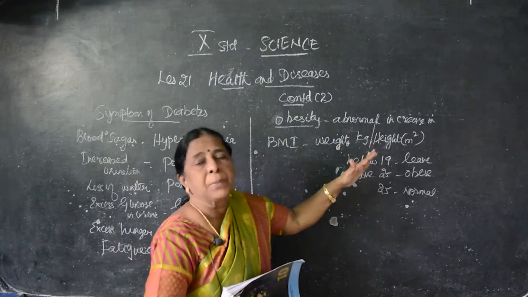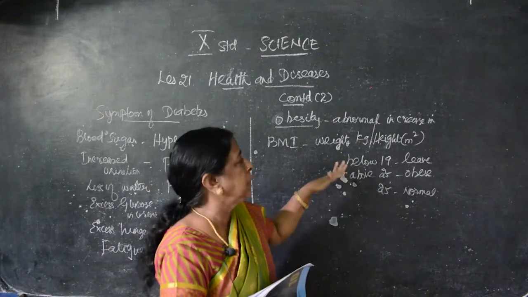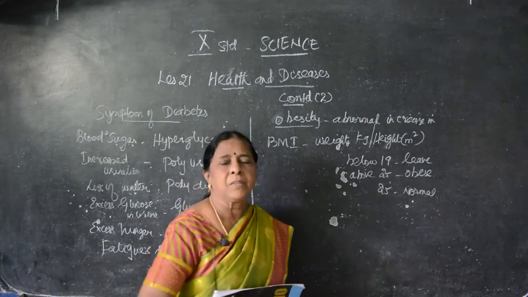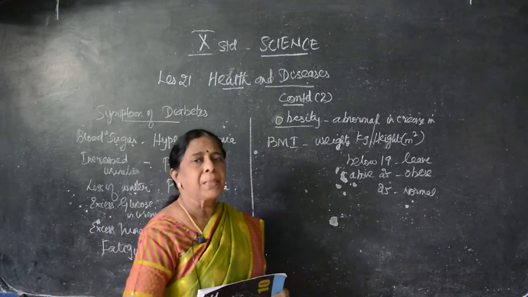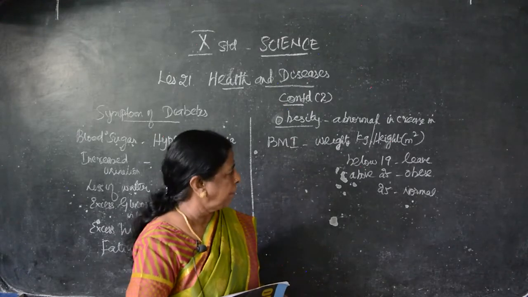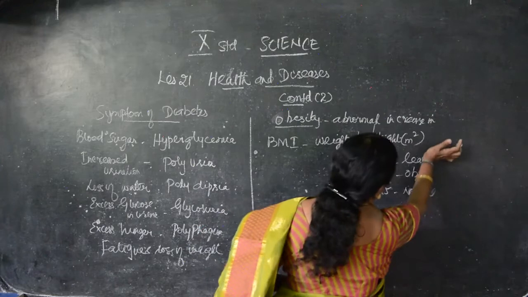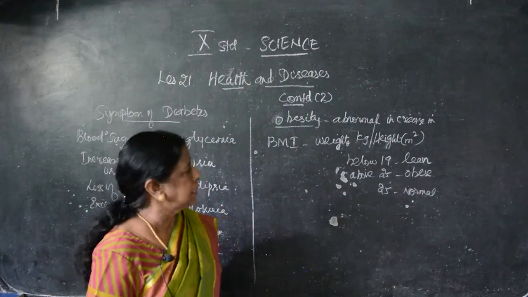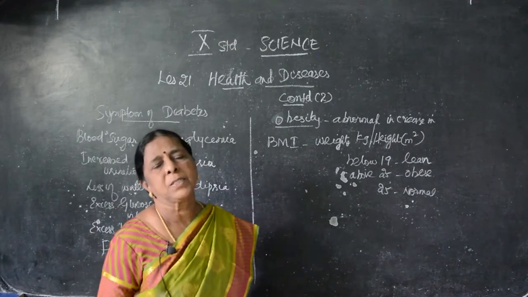That is kilogram, that is the weight, body weight. Your body weight should be divided by height squared, height in meters squared. By finding that, we can find out our body mass index. Below 19 means lean. Above 25 is obese. That is 19 to 25, that is normal. Clear?